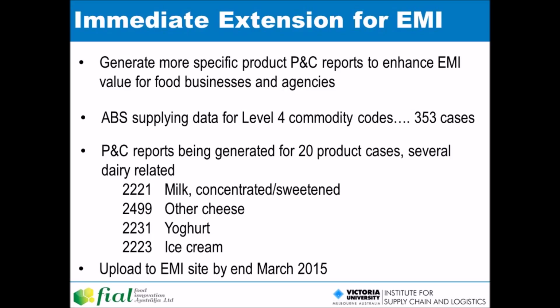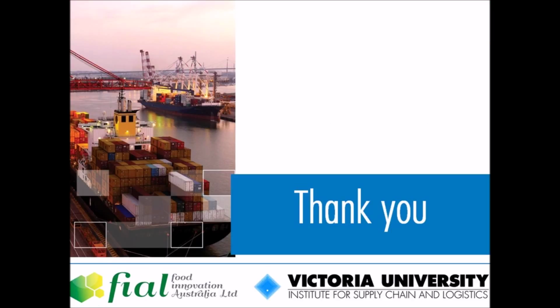So what we've just now obtained is an extension with FIAL support and ABS providing the data to go to something like 353 product cases from 38, and that enables us to actually look at a number. At the moment we're processing 20 of these. 4 of them are giving us a more detailed picture in the actual dairy field. So at the end of March we'll be updating the site, and those who have an interest in these particular product sets will be able to access the range of information I've just talked about for the current products down to that actual level.